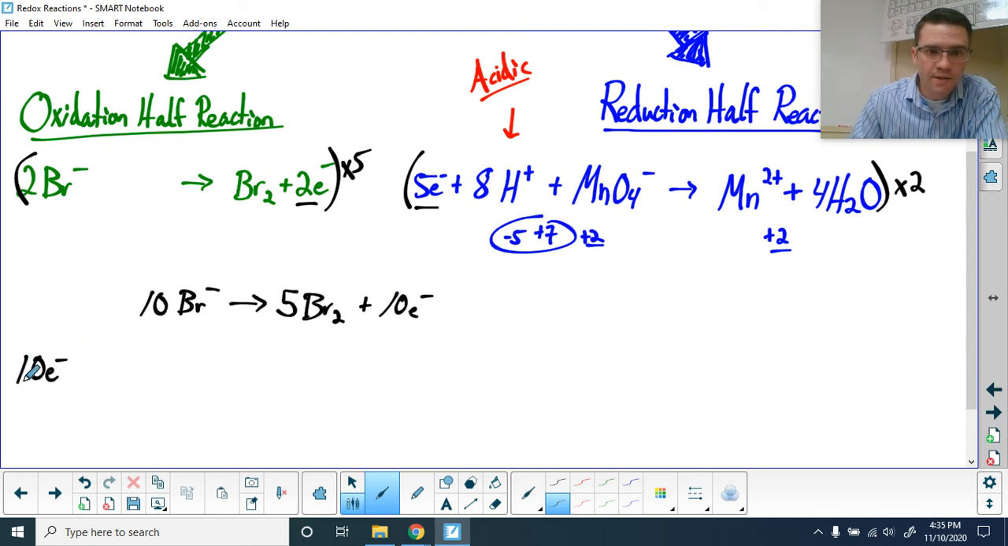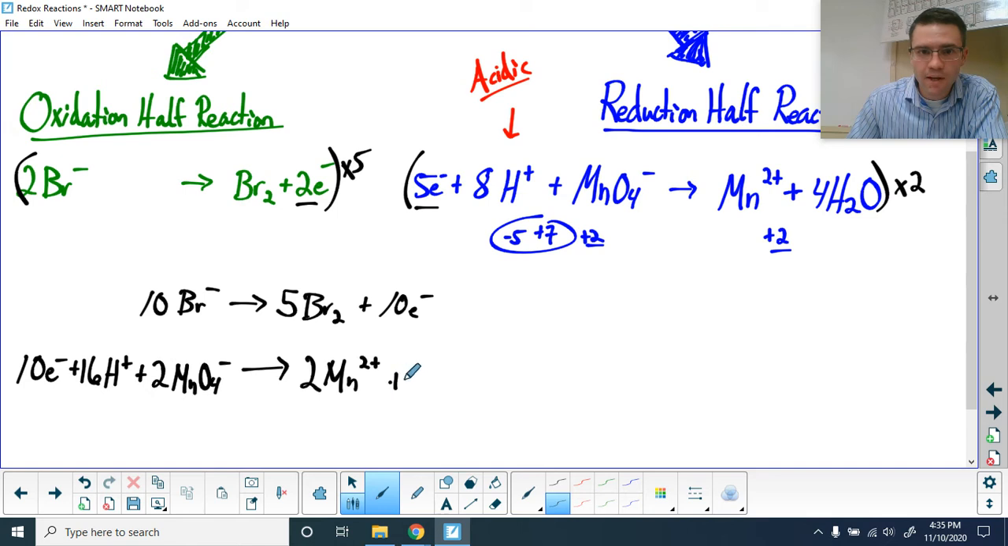That's good because these electrons are going to cancel when we add our equations together. I get 2 times 8, which is 16, so I get +16 H pluses. I get permanganate times 2, so I get +2 MnO4 minus, and there's all my reactants. And that turns into my products, 2 Mn 2 plus, 4 times 2 gives me 8 H2Os. They're still balanced half reactions because we multiply by a whole number ratio.